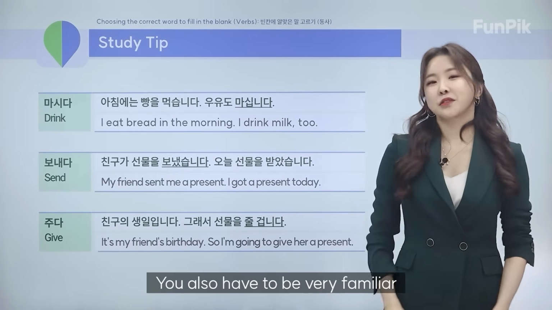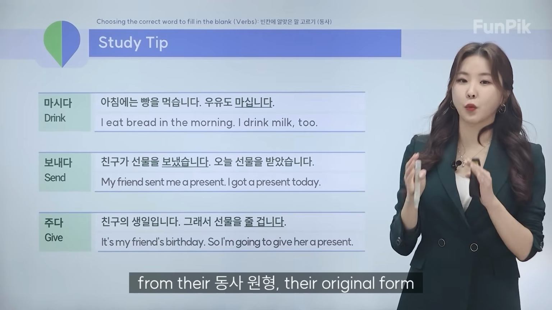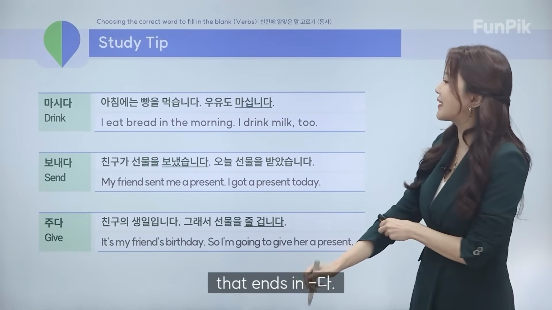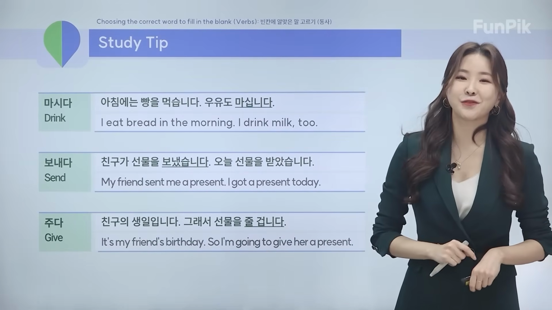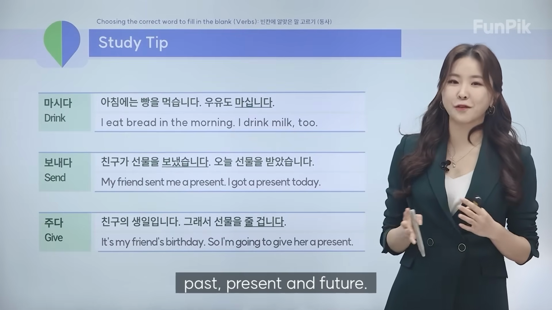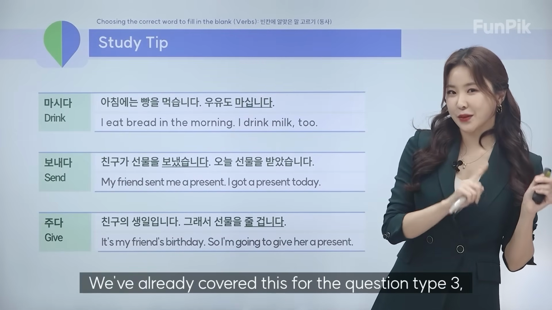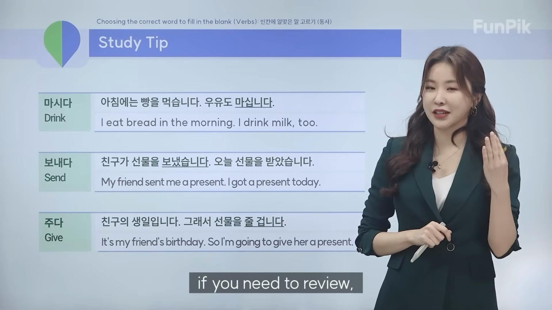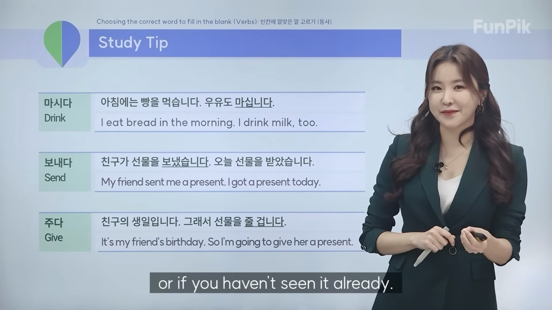And you also have to be very familiar with how to change the verbs from their 원형, 동사 원형, their original form that ends in 다, 마시다, that one, to various tenses, past, present, and future. And we've already covered this for Unit 3, so the question type 3. Please go back there and check it out if you need to review, or if you haven't seen it already.